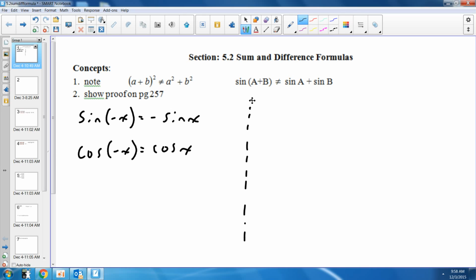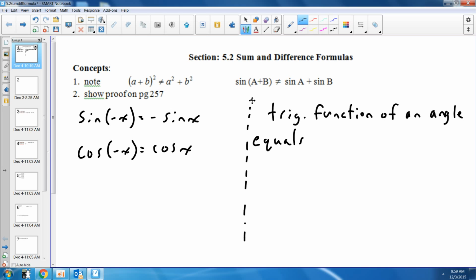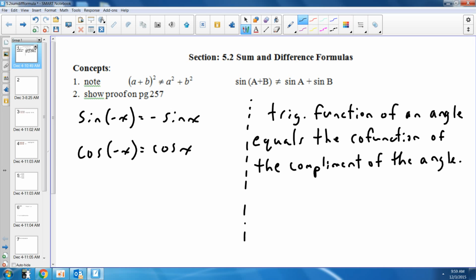The second idea that we're going to use is going to be the statement that says the trig function of an angle equals the cofunction of the complement of the angle. That's the phrase that you've said one day like 3 or 4 times, repeating it, and that's like saying, for example, the sine of theta is equal to the cofunction, the cosine of the complement of the angle. You may remember that, and we didn't do much with it back then, but we're using both of these concepts in the proofs now.